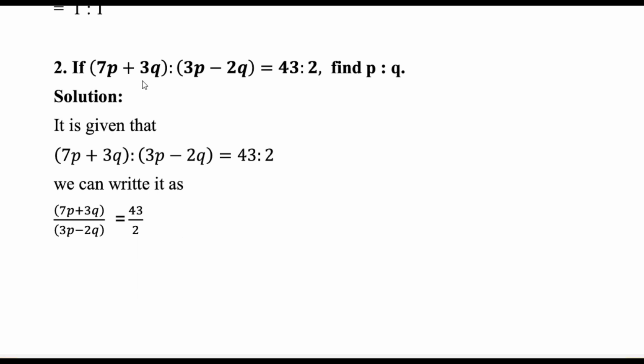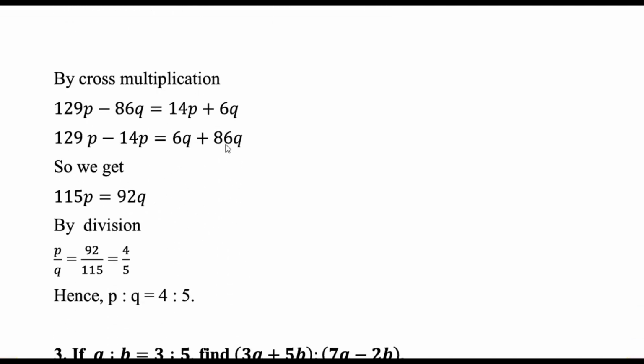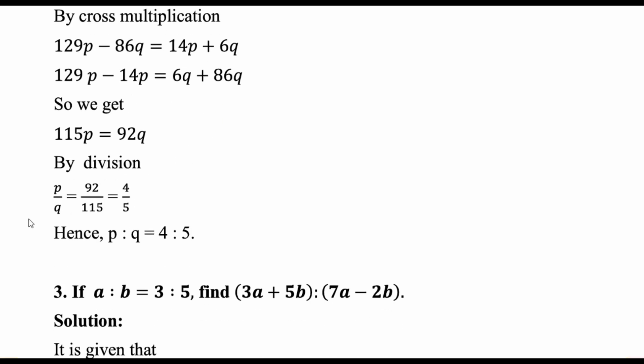If (7p plus 3q) is to (3p minus 2q) is equal to 43 is to 2, find p is to q. So how to solve? First write this one by this one is equal to 43 by 2. After that, the cross multiplication. After that, a few steps of calculation. You will get p is to q is equal to 4 is to 5.